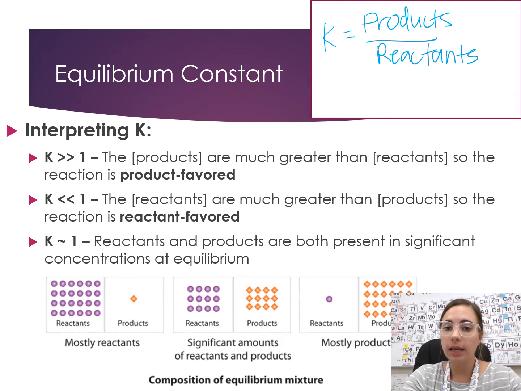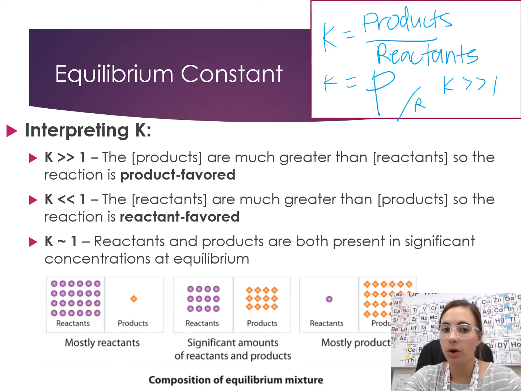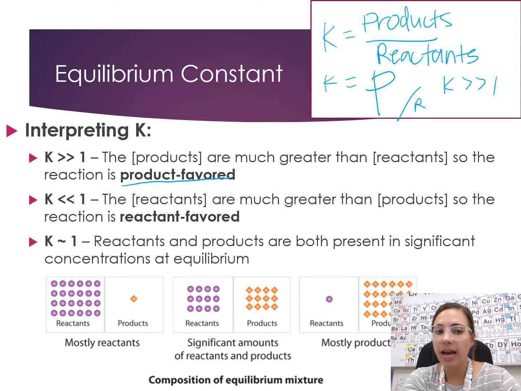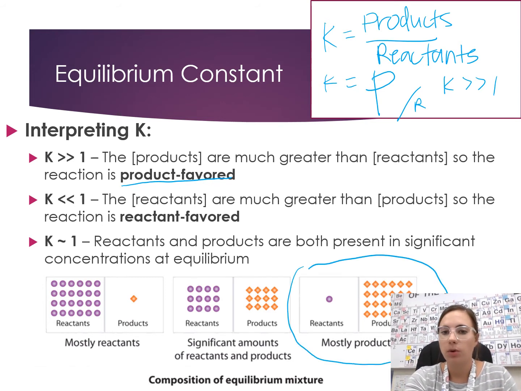So if my products are much bigger than my reactants, then K is going to be much greater than 1. What we call that is product favored. If a reaction is product favored, its K value is much bigger than 1, and it means that once equilibrium is established, I have more product than I have reactant. So that's this example right here.